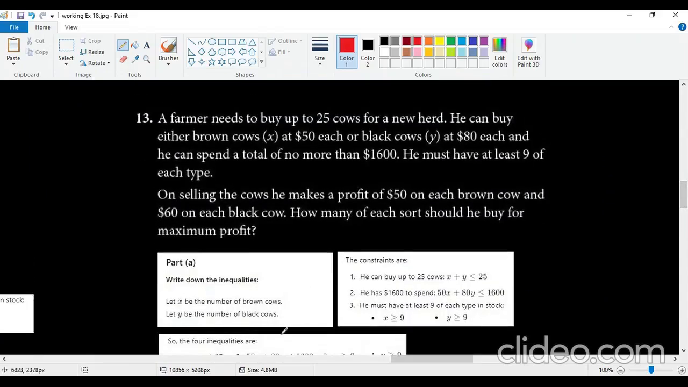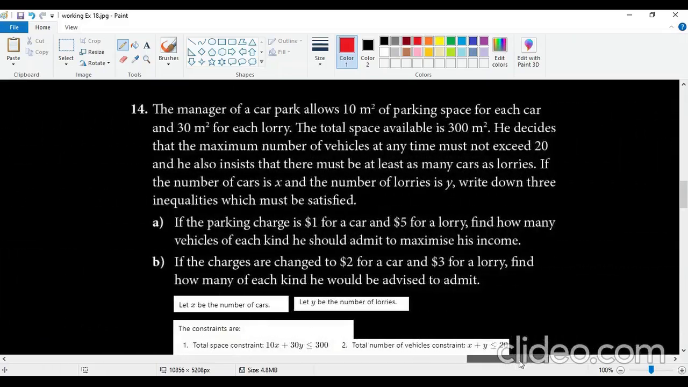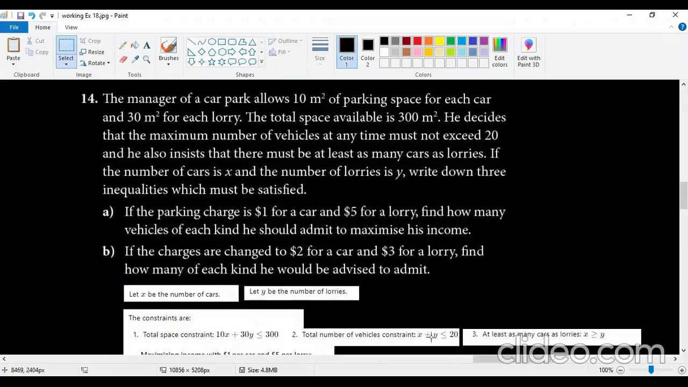This is question number 14, in which the question is in front of you. You can have a look in your textbook. I am not going to read this. It has two parts. The first one says that the parking charges are $1 for a car and $5 for a lorry. Find how many vehicles of each kind he should admit to maximize his income. Second, if the charges are changed to $2 for a car and $3 for a lorry, find how many of each kind would be advised to admit.